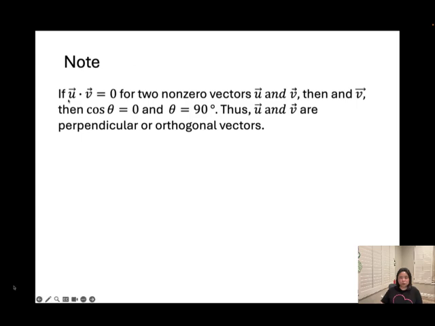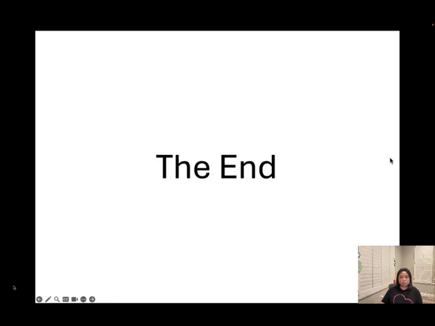Okay, we talked about it already. When two vectors have a dot product that's equal to 0, theta will be 90 degrees. So vector u and vector v will be perpendicular. That's it.